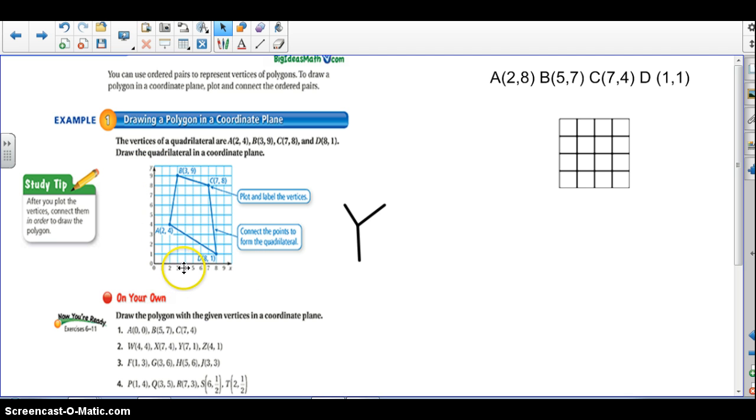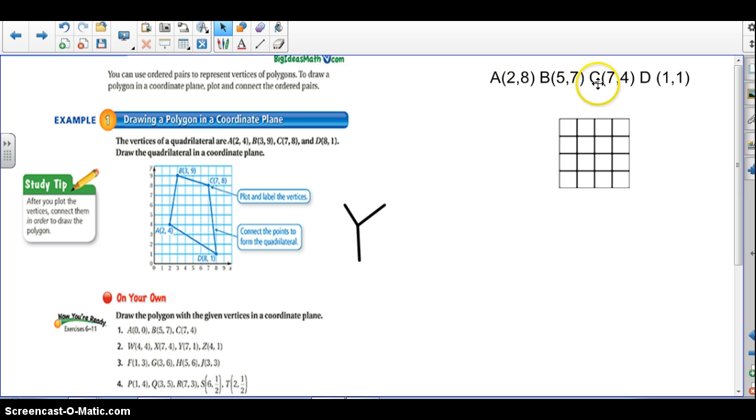x is always first. Also notice when you're labeling vertices, they should all be capital letters because we're not putting variables in there. We'll find out the answer for those letters, but they're not variables. Okay, and again, after you plot the vertices, connect them in order to draw the polygon.